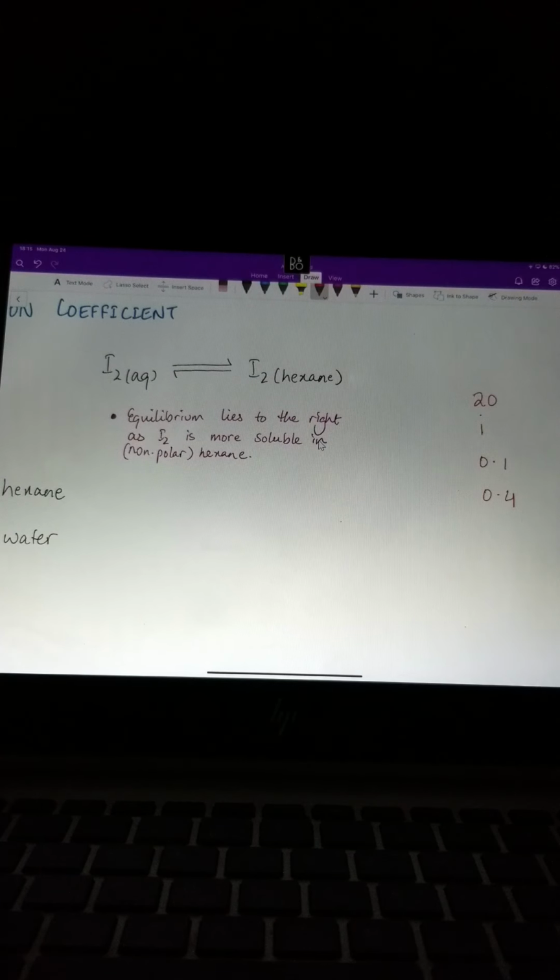The answer is 20. Why 20? Equilibrium lies to the right because the concentration of I2 at equilibrium in hexane is much greater than the concentration of I2 aqueous.